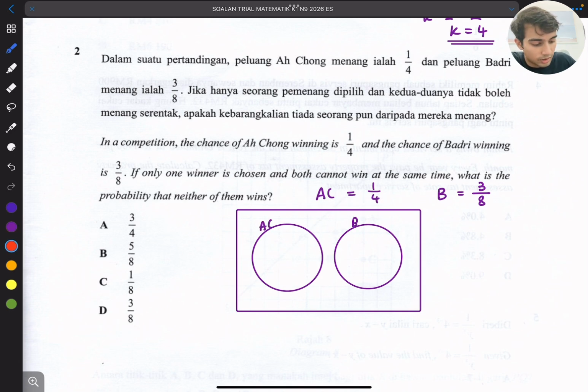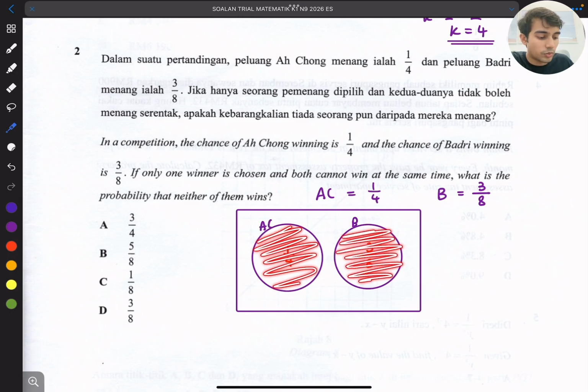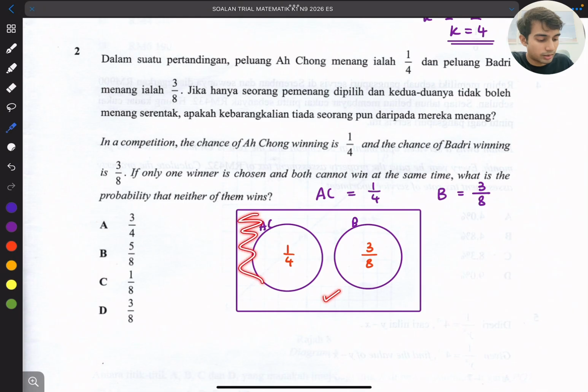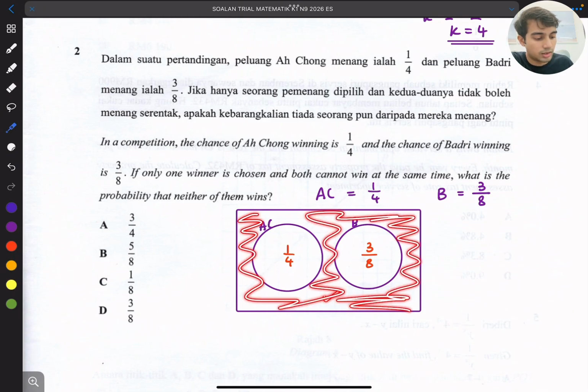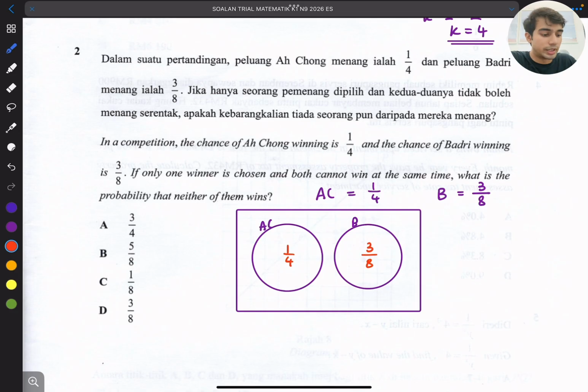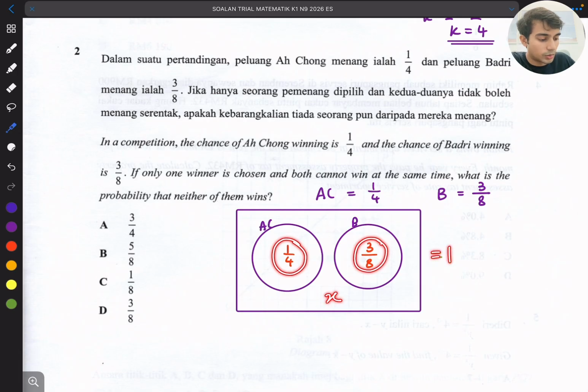Probability of Achong winning, 1 over 4. Probability of Badri winning, 3 over 8. We need to find what is the probability that neither of them wins. So this is Achong winning. This is Badri winning. Neither of them winning means the outside area, this part. So we need to find this one. Right. We know the total probability of any scenario must be 1. That means the probability of not winning plus this must equal to 1. So if you want to find the x here, 1 minus this will get x.